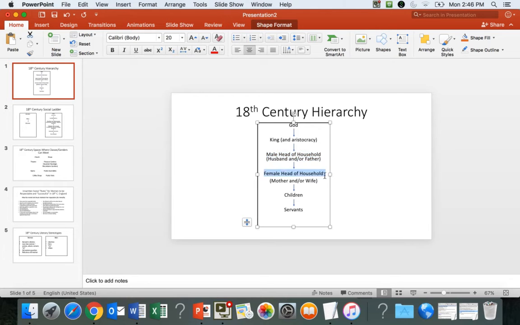Next member down this hierarchy is the female head of household, so the mother and or the wife, whose job it is in part to obey her husband as well as follow governmental laws as well as follow religious laws. That female head of household does have authority over some people, and those are children and servants, who are the last members on this social ladder. This is a kind of broad view about authority in the 18th century.